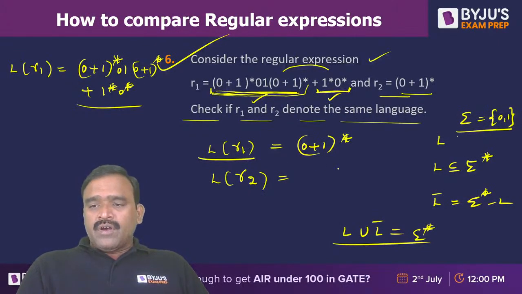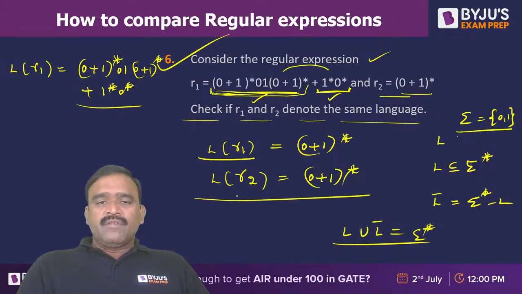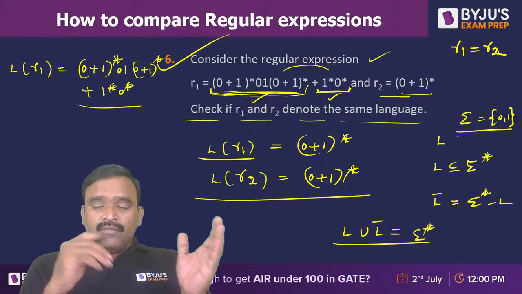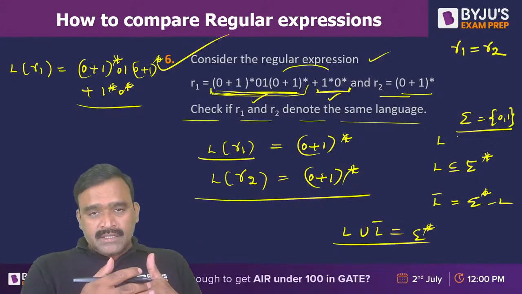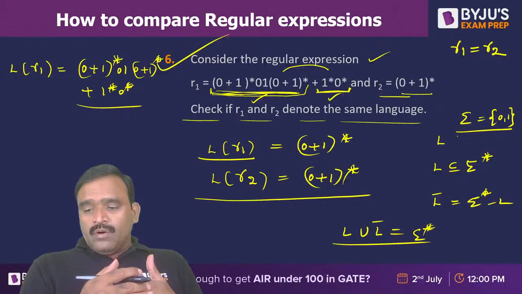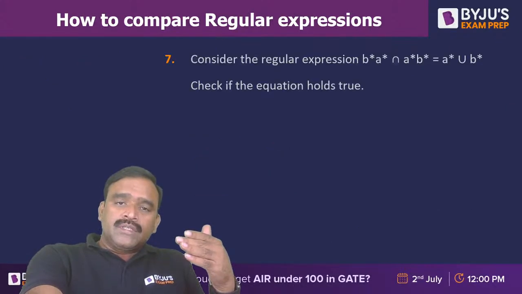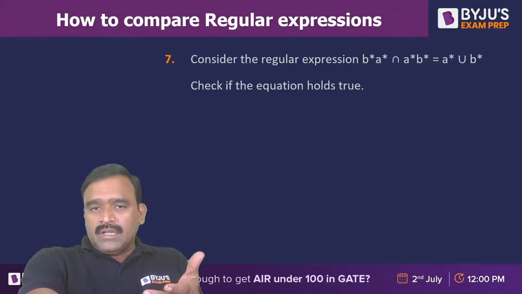And the language of R2 is also the same, it is also (0+1)*. So what did you understand from this? Both are the same. So R1 is equal to R2. Two or more regular expressions are equivalent if all of them generate the same language. Hope everybody understood. If you don't understand, please let me know, and you can also let me know your thoughts on this.